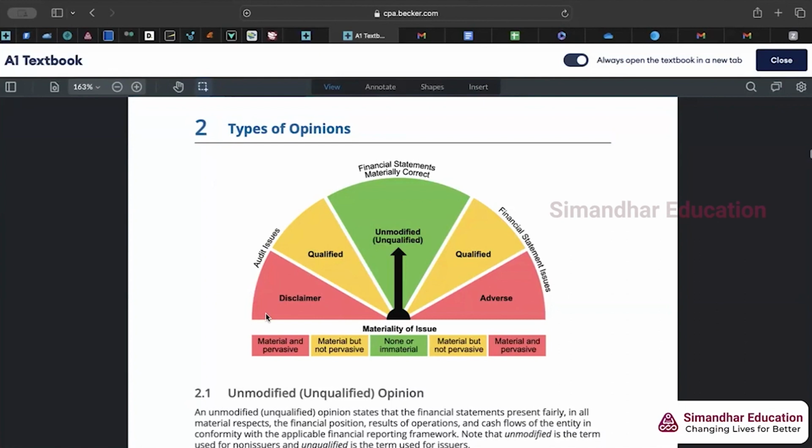What do you mean by pervasive? When we talk about materiality, we know what is a material impact, right? My materiality threshold, let's take an example. We are auditing the books of a company ABC. Our materiality is $10,000.